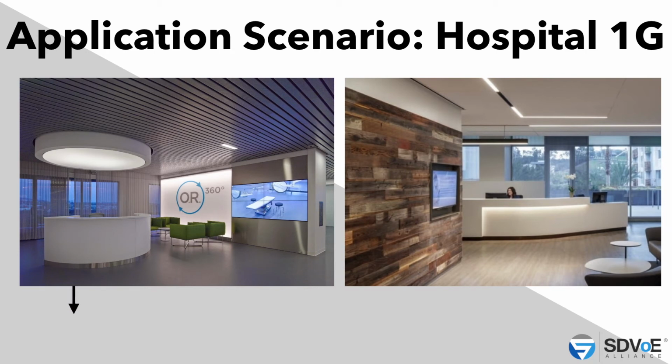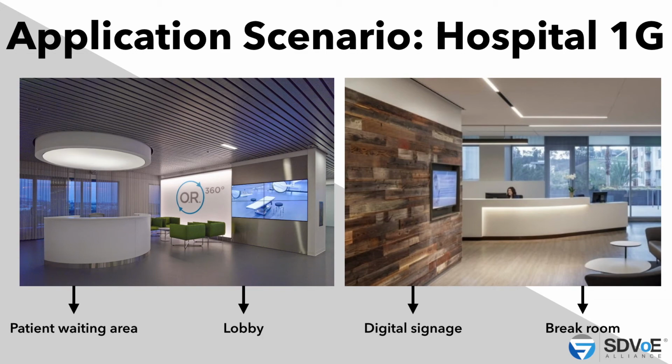For example, a patient waiting area, where you don't need to have a 4K signal, you can get away with a 1G. A lobby could be another example, and digital signage throughout the hospital, or a break room for the employees, maybe you can use 1G. So that's an example of the application, how it can be used.